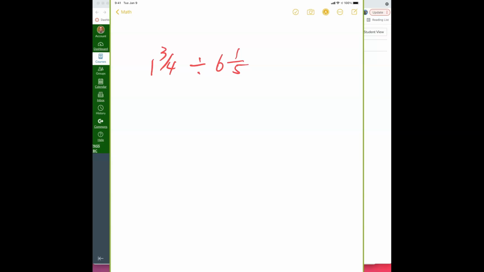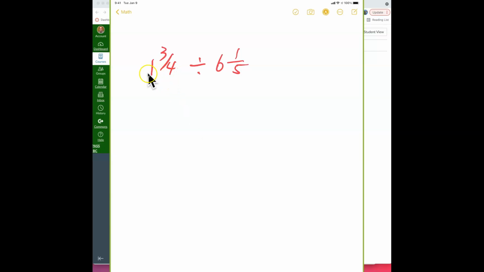So the first thing we have to do when we are doing any math with mixed numbers is to convert them to improper fractions. So if you have to review that, you can go to Khan Academy and review converting mixed numbers to improper fractions. And there's also a link in Canvas on the page where this problem was found.